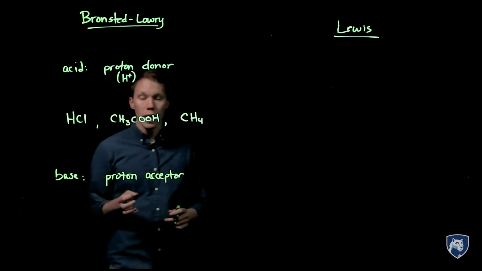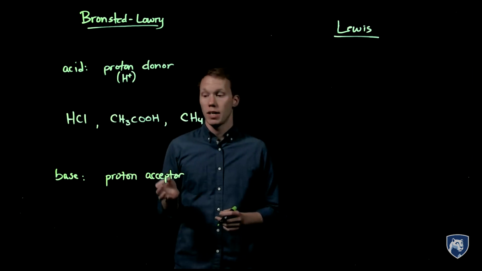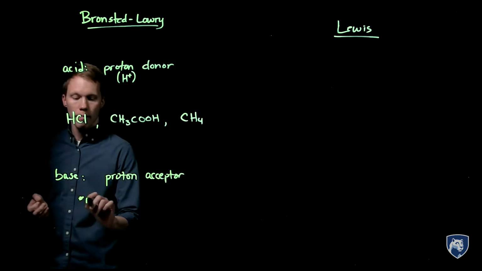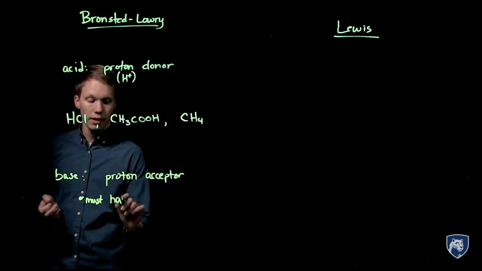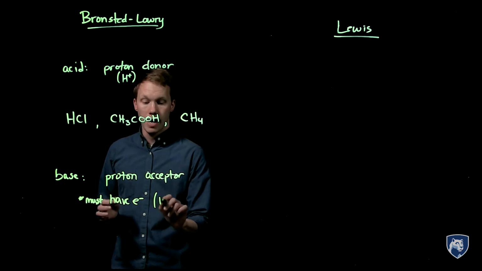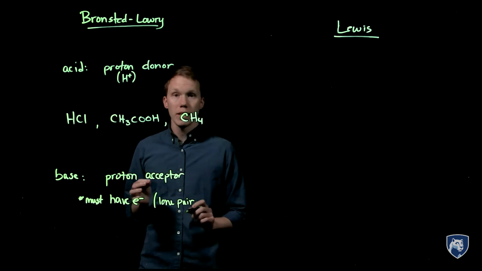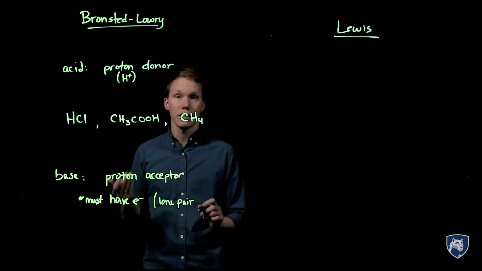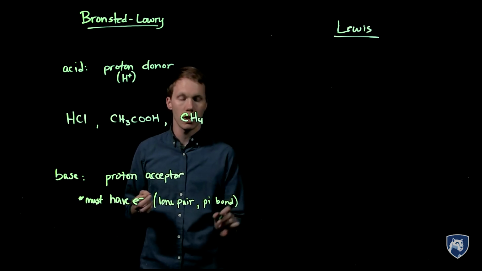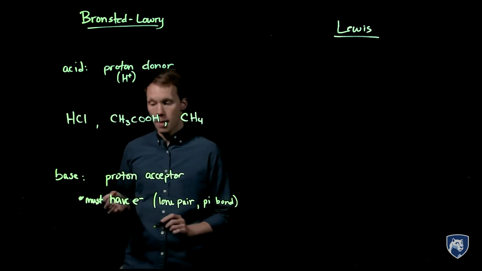And I want you to think about what is going to be a structural requirement for a base to be a proton acceptor. It has to have electrons, okay? Must have electrons. A lot of times this will be as a lone pair, and other times it could be something that has a pi bond. So lone pairs and pi bonds are going to be the two types of bases that we're going to see.